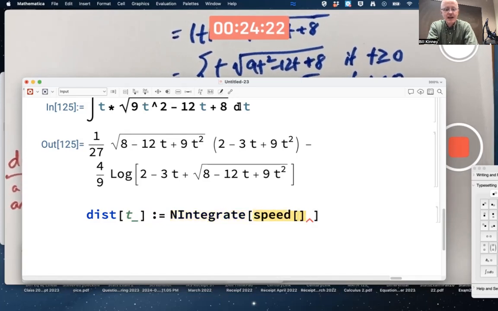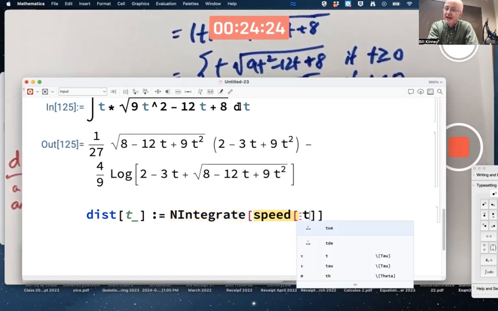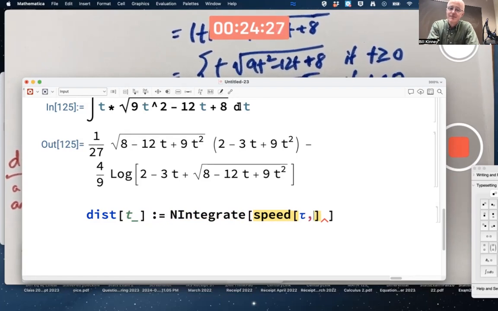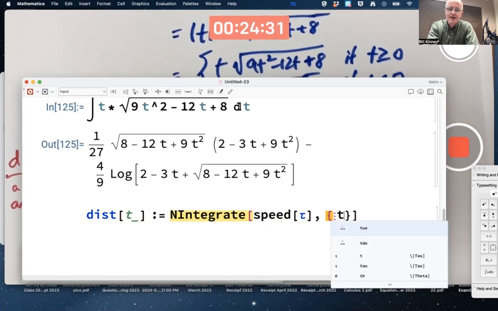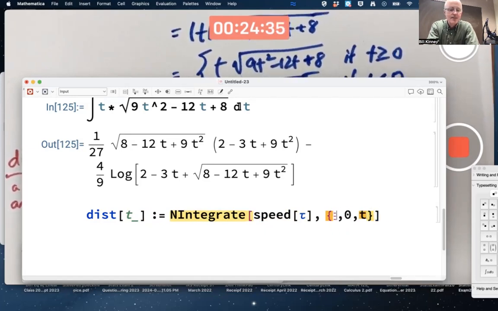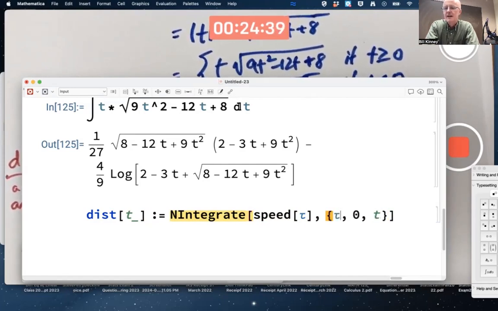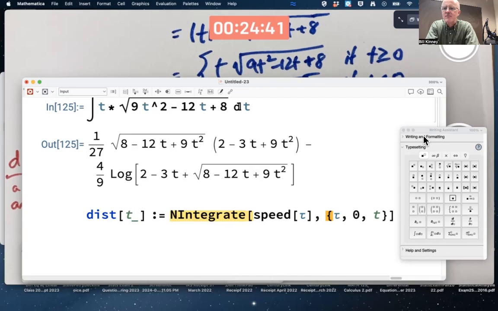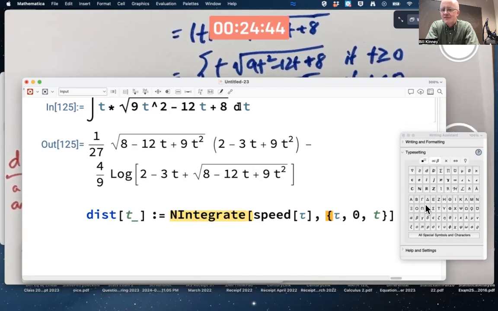Speed of, okay, you do want to use a different letter here, like a tau. How to make the tau? I did escape T, oops, no, escape T escape. It's also on the palette somewhere. Search through there, you can find a tau. You don't have to use a tau. I just like using it.